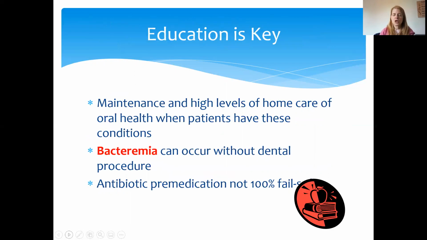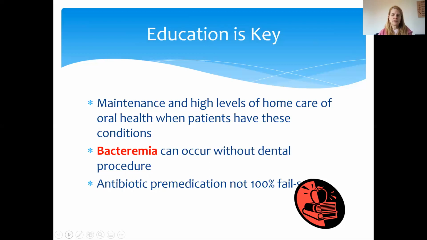Education is the key. Patients who have congenital heart defects, who have any cardiovascular conditions really, need to come in for regular maintenance appointments, and they need a high level of home care and home oral health care. A bacteremia is when we introduce bacteria into the patient's blood supply. If we are cleaning their teeth, of course we're going to go beneath the gum line, and we could introduce a bacteremia with dental procedures. But what if they're flossing and causing bleeding? What if they're brushing and causing bleeding? Some of the things that they do at home could also cause a bacteremia.